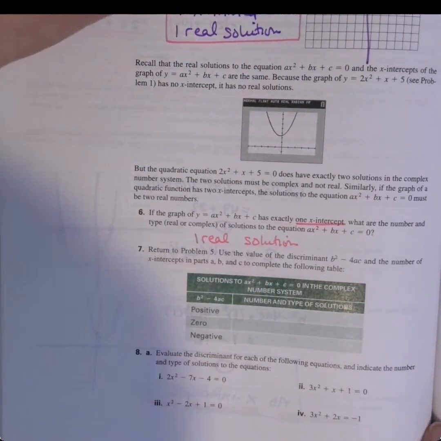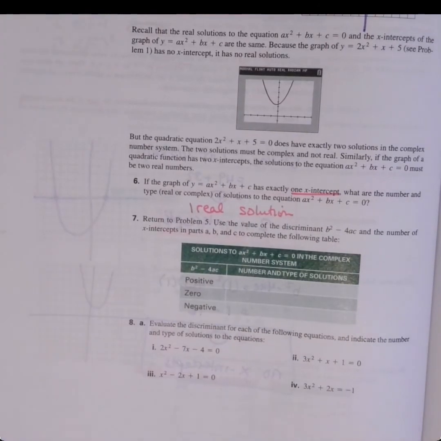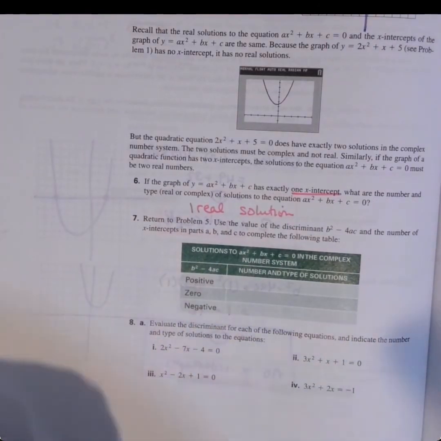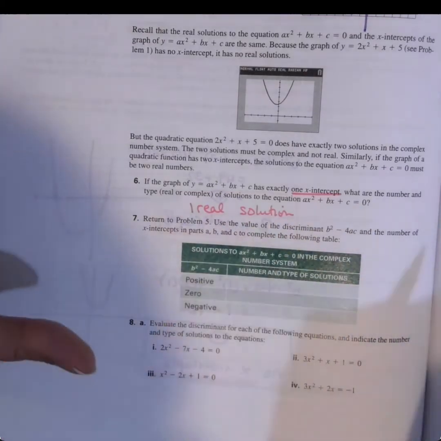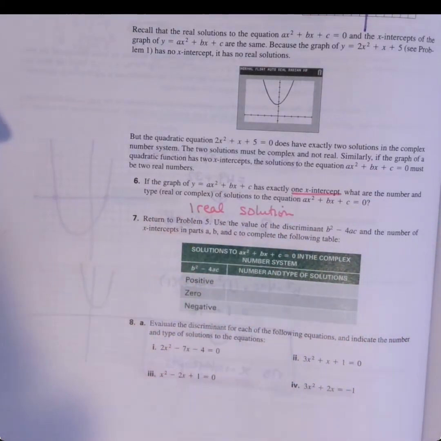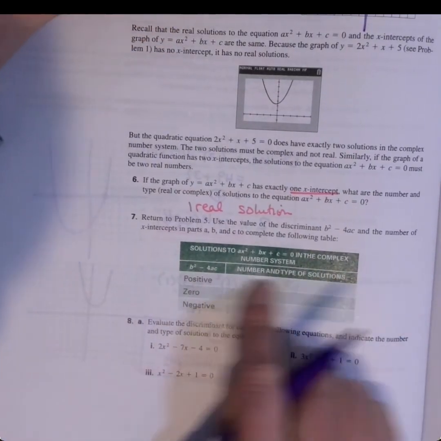There are no complex solutions. I misspoke. No complex that are not real. Nothing imaginary. Just the one real solution occurring twice. Okay. So, number and types of solutions.